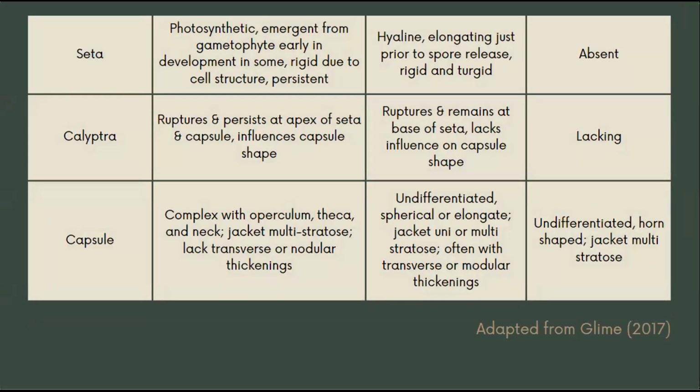And lastly, the sporangium or capsule is where meiosis occurs to produce haploid spores. The capsule of the Bryophyta is complex with an upper column, theca, and neck. The jacket is multistratose and it also lacks transverse or nodular thickenings. While the capsule of the Marchantiophyta is undifferentiated, spherical or elongate, the jacket is uni- or multistratose and is often with transverse or nodular thickenings. For the Anthocerophyta, it is undifferentiated, horn-shaped, and the jacket is multistratose.